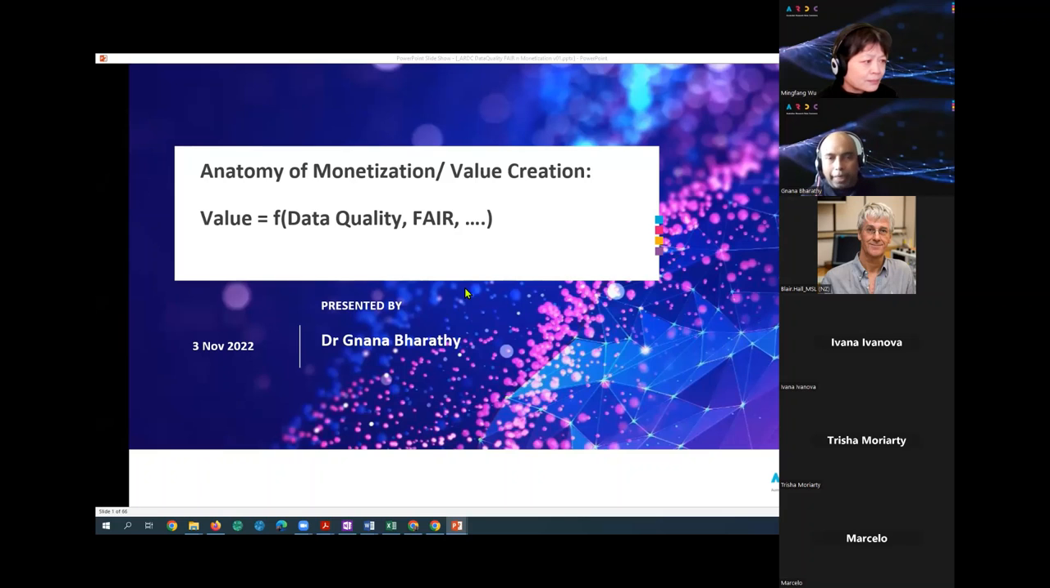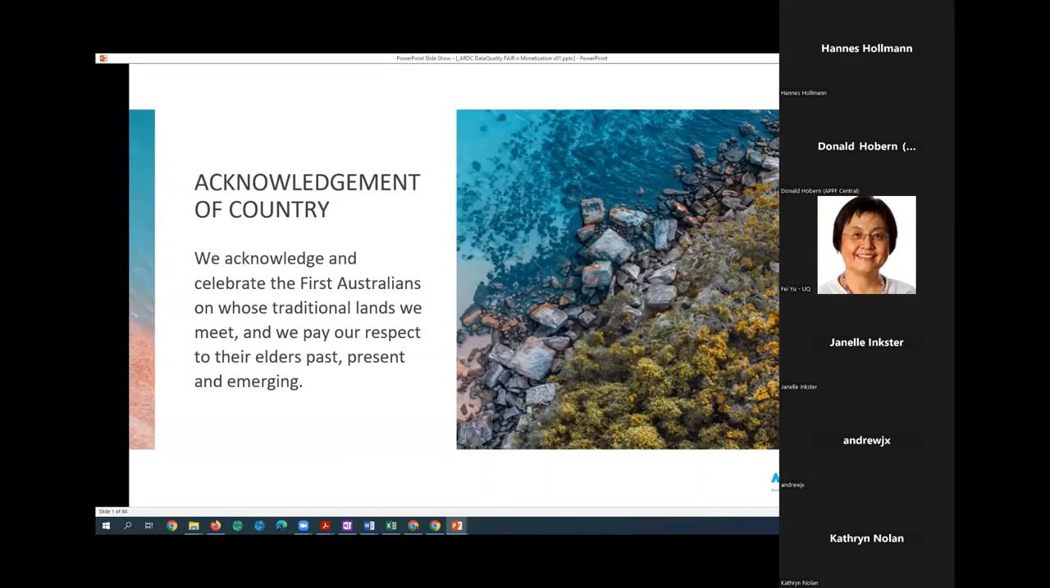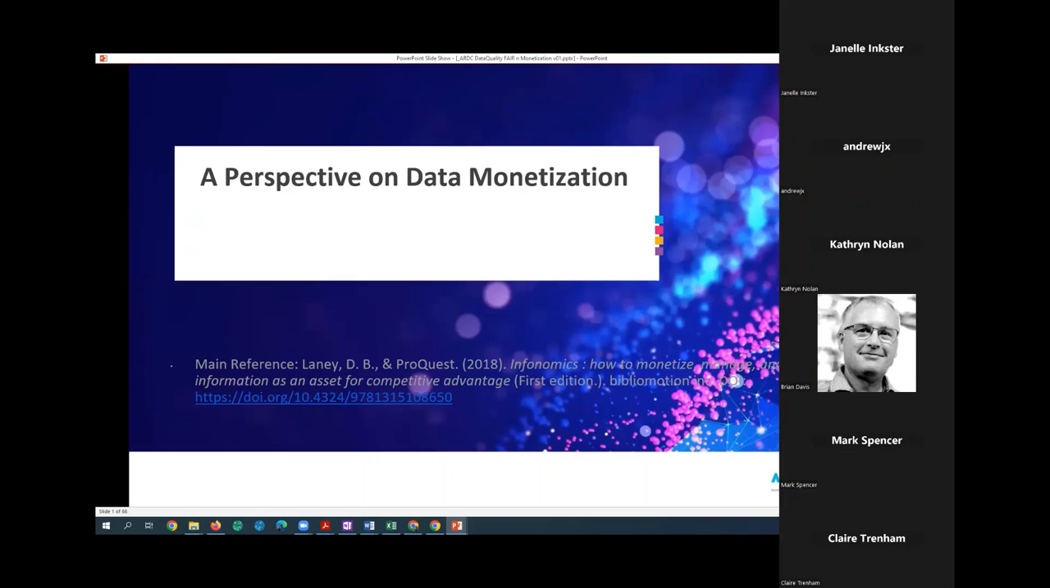Anyway, I will be speaking about data monetization in the context of data quality as well as other key data management principles upon which data monetization or value creation is inextricably linked. So, about data monetization and how it applies to the research sector. It's about how to derive value from data assets.